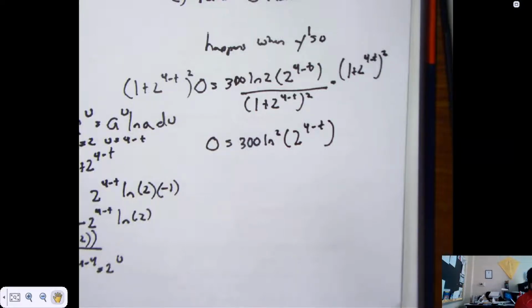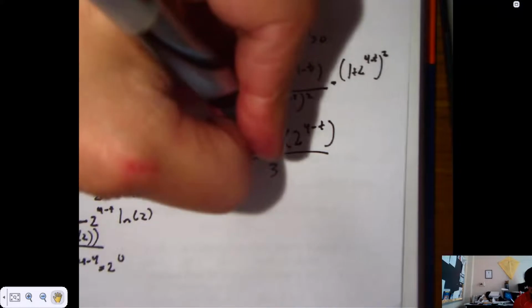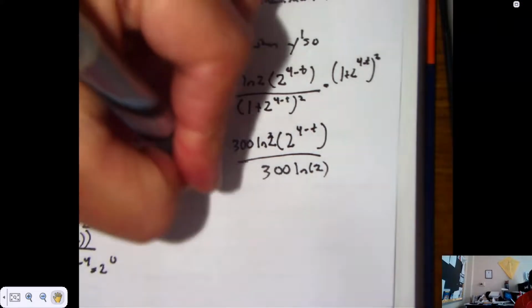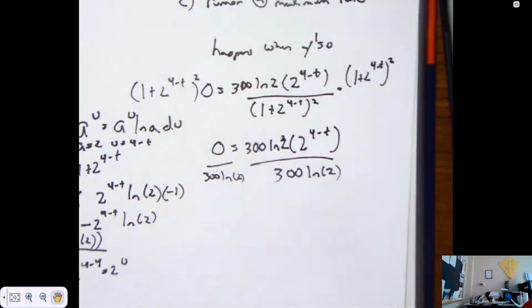Divide. I don't know why I put that 2 up high. Divide both sides by 300 natural logs of 2. What's the left-hand side still? 0.